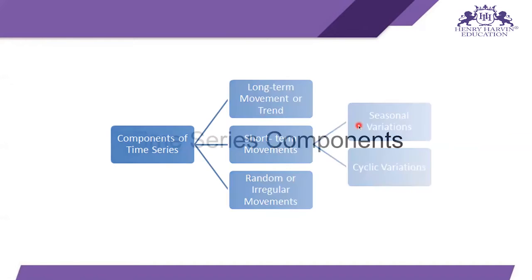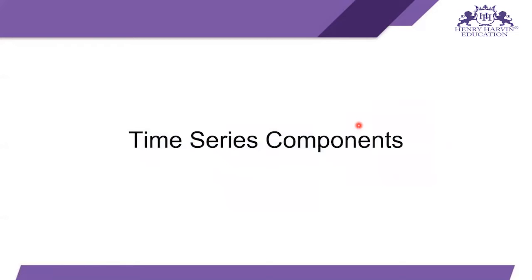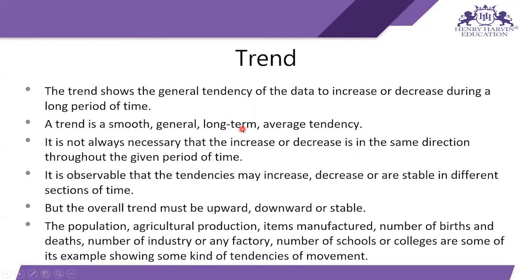And now let's study in more depth these time series components. The first component is the trend. The trend shows the general tendency of data to increase or decrease during a long period of time. So basically, a trend shows a tendency of going up, increasing, or going down, decreasing, for a long period of time. That's what a trend is. A trend is a smooth, general, long-term average tendency.